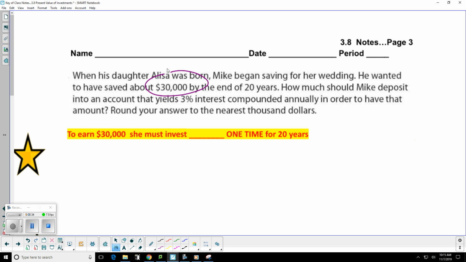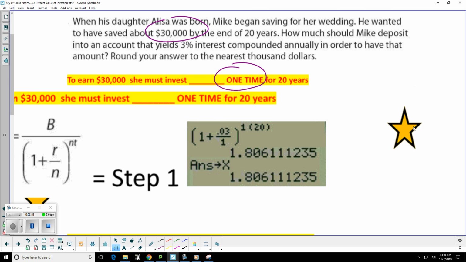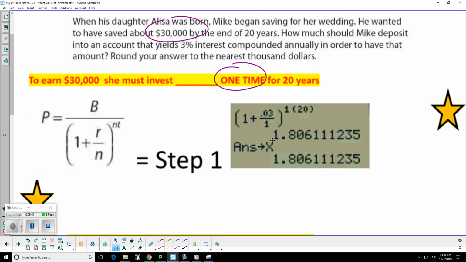All right? So, when they made the deposit, was it over time or was it a single investment? One time. That is the key to determine how I'm moving. Am I moving with that first equation or that second equation? So that being said, you said it right. Moving with the first equation.